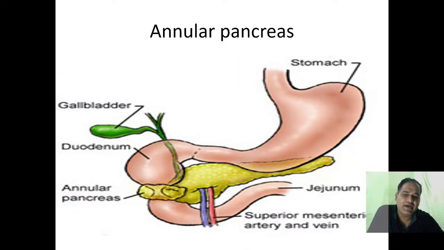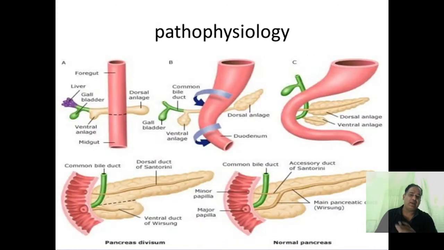Fine. Now this condition, annular pancreas. It occurs due to failure of the clockwise rotation.